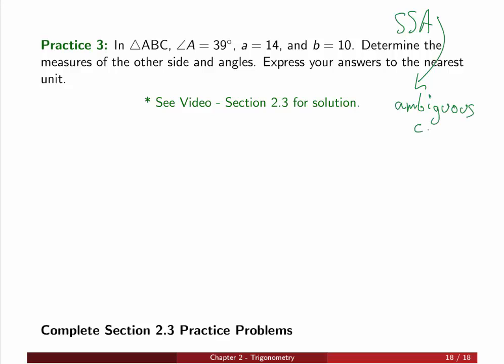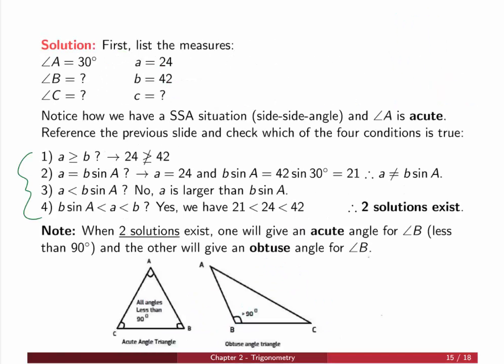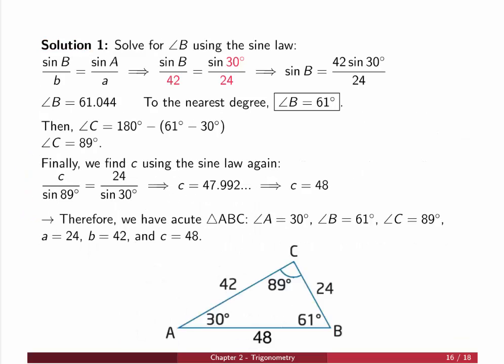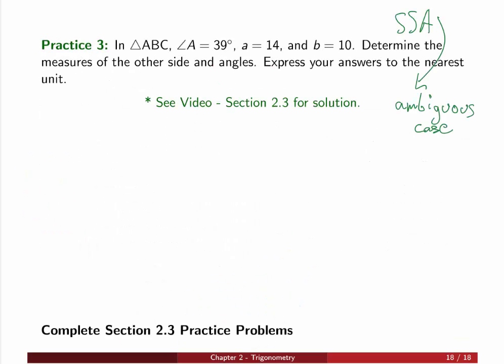So you know that the ambiguous case is what we have to watch out for here. There might be multiple solutions. Let's analyze the information we have. I'm really checking back at these guys right here, because it so happens that I'm given an acute angle for angle A. I'm given 39 degrees.